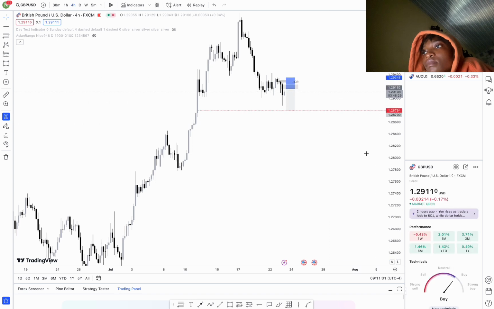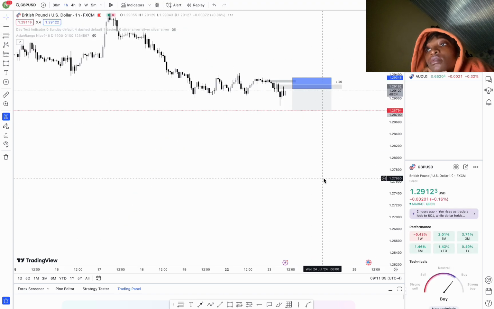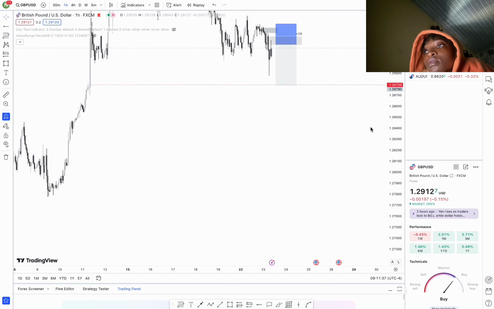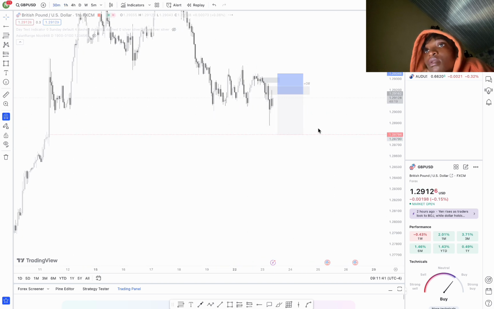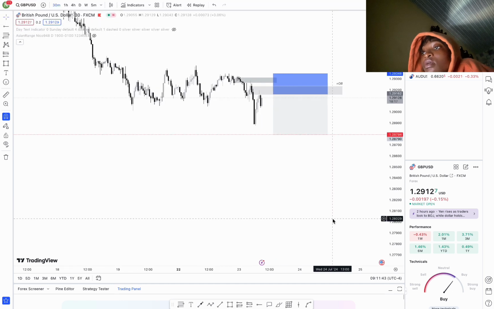And yeah, price is not moving so well in GBP USD. I don't know why, but this is the trade I'm in now. Looking at 30 minutes, this is the trade I'm in now. As you can see, price is just doing its own thing right here.